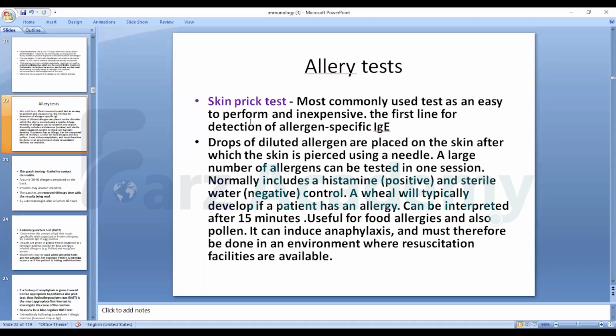Drops of diluted allergen are placed on the skin, after which the skin is pierced using a needle. A large number of allergens can be tested in one session. It normally includes a histamine positive and sterile water negative control. A wheal will typically develop if the patient has allergy, and can be interpreted after 15 minutes. It is usually used for food allergies and also for pollen. It can induce anaphylaxis and must therefore be done in an environment where resuscitation facilities are available.